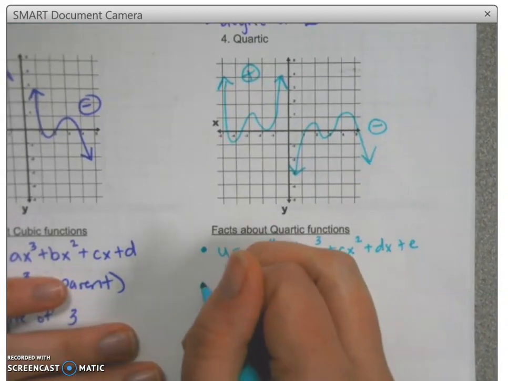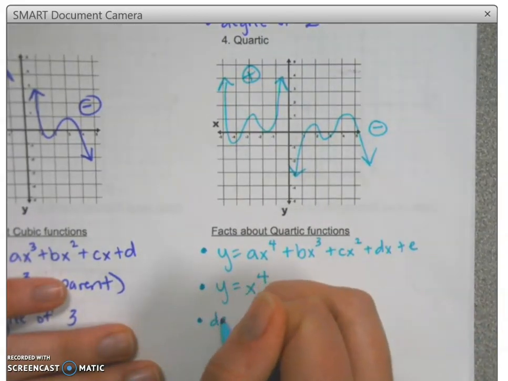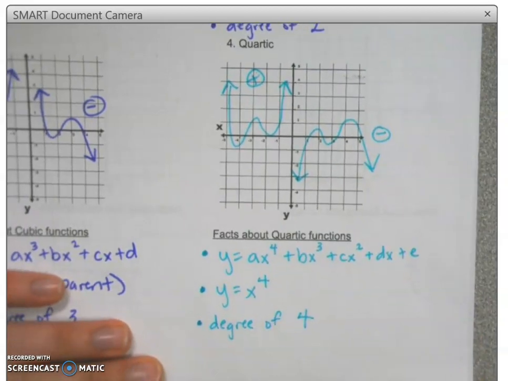The parent function is just y equals x to the 4th. And it has a degree of 4. So that is those 4.